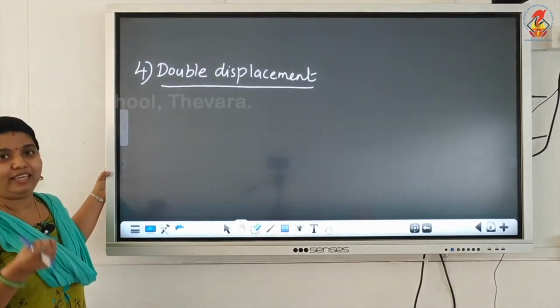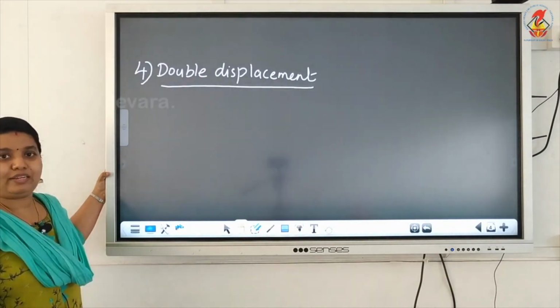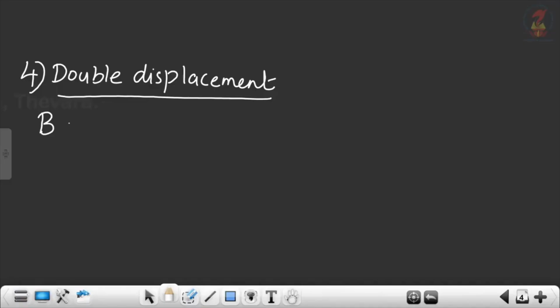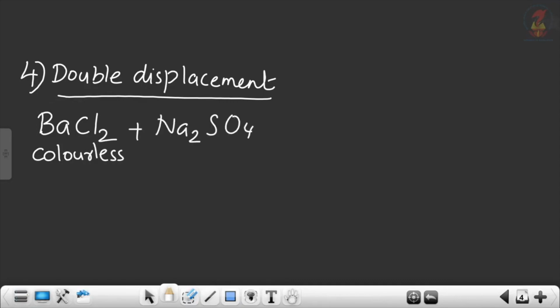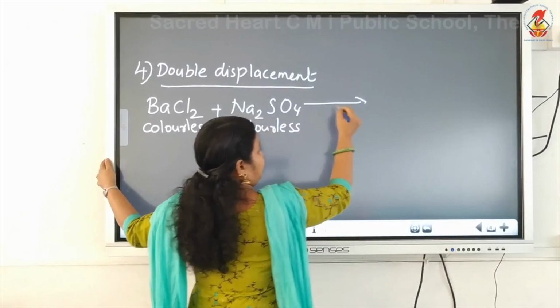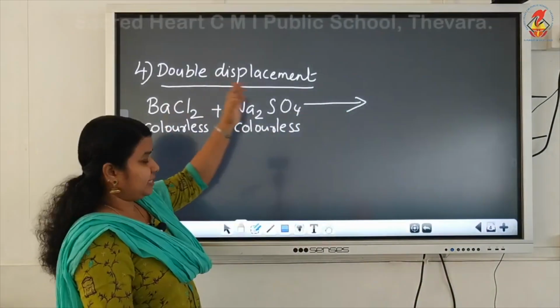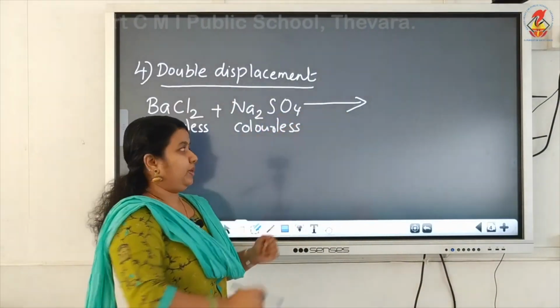This example is already familiar to you. In 9th standard you have learned this reaction. So take a solution of barium chloride, a colorless solution of barium chloride. Now you might be remembering this reaction which you have learned in detail in 9th standard. Another solution, sodium sulfate. Again, colorless solution of sodium sulfate. These two are mixed.